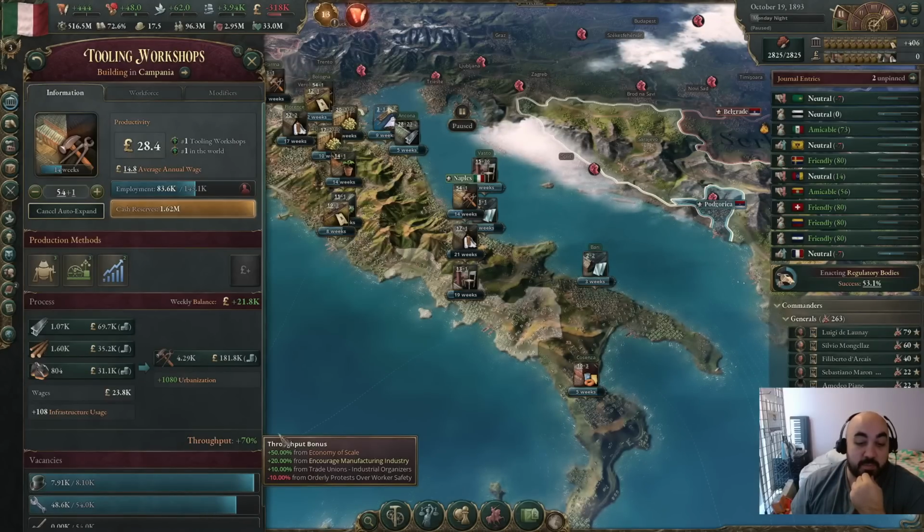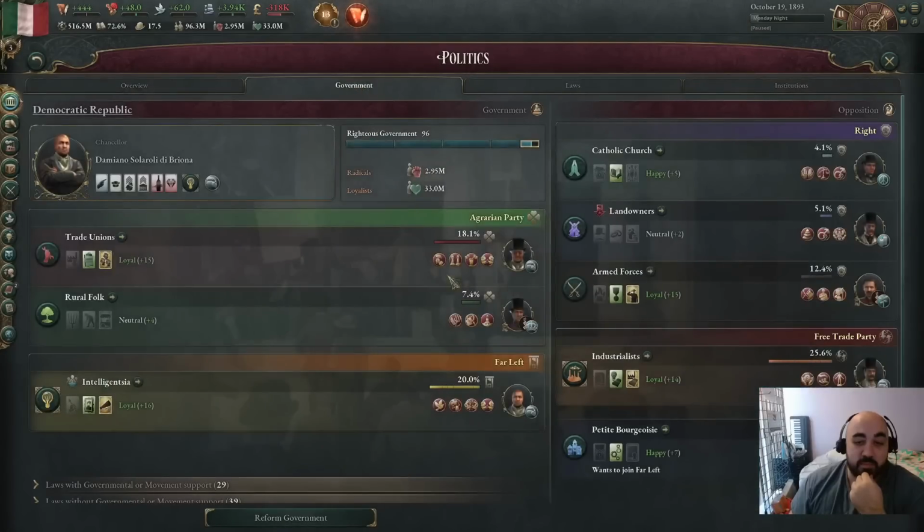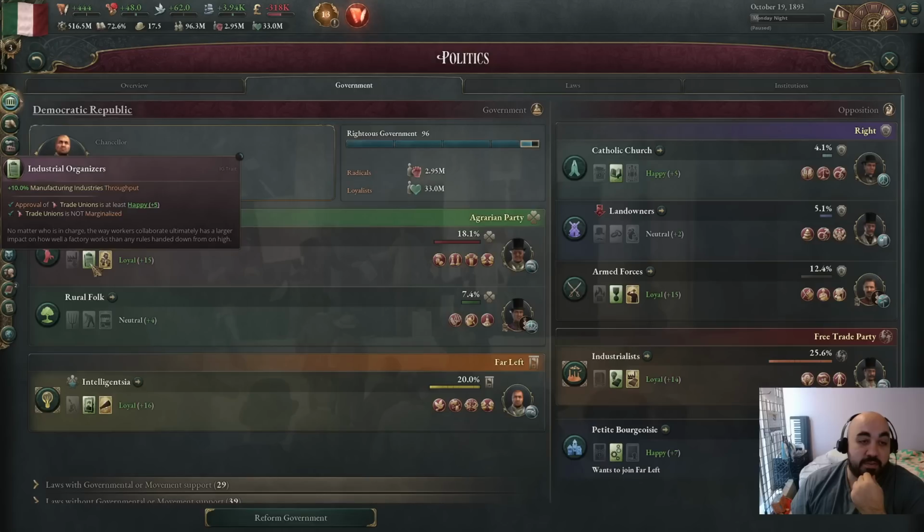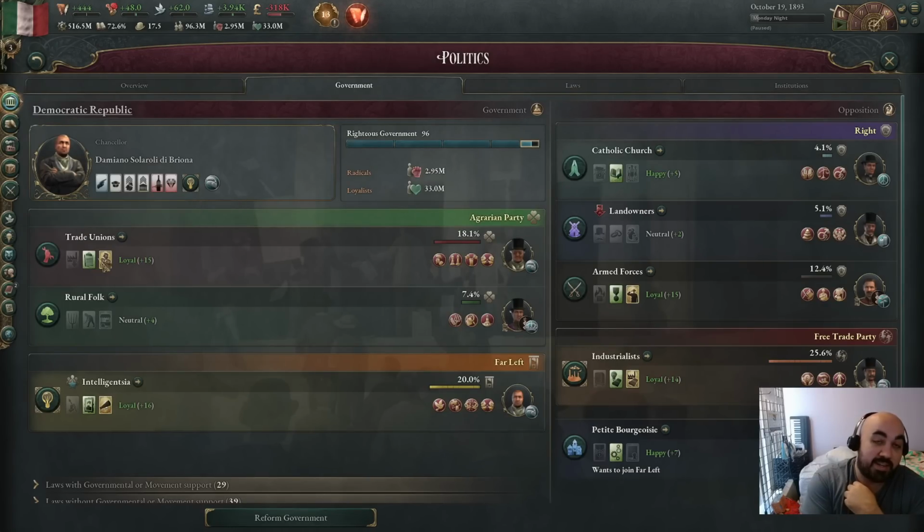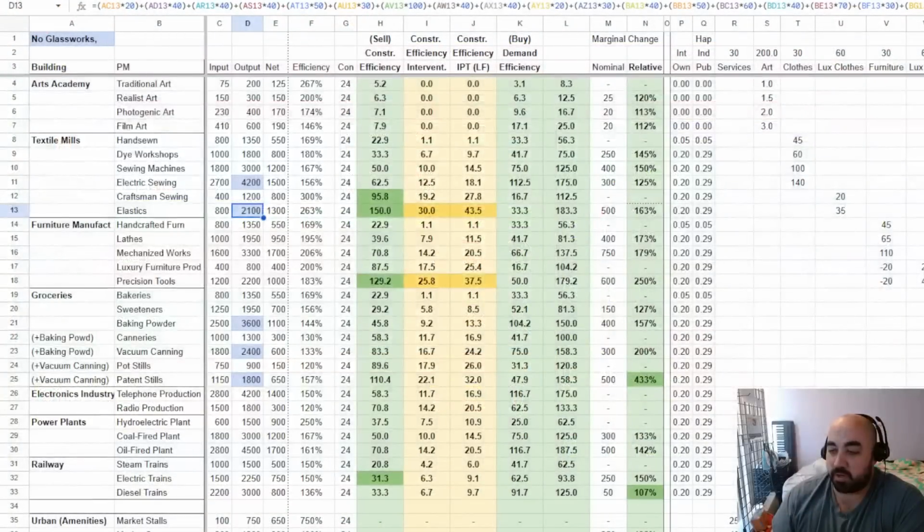We also have a bonus from trade unions. Late game, you will try and get the trade unions over 20% clout, at which point they will give 20% manufacturing industries throughput. And it's important to recognize that this is effectively giving you more of a building per construction, before you factor in the fact that it's giving you cheaper labor, which we are not factoring in at all. It is an important factor, but it just can't be captured succinctly in here.